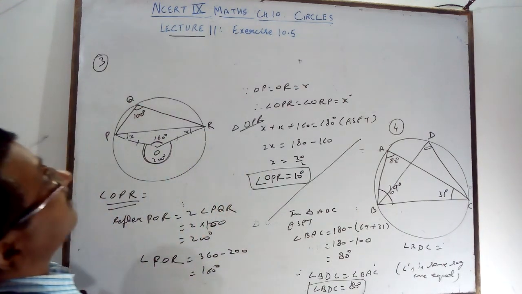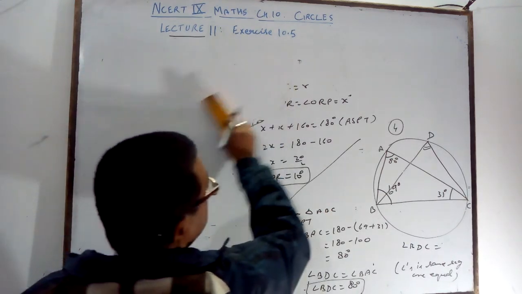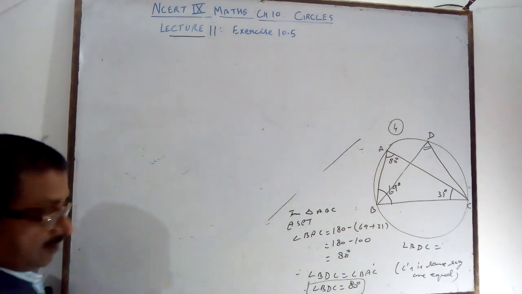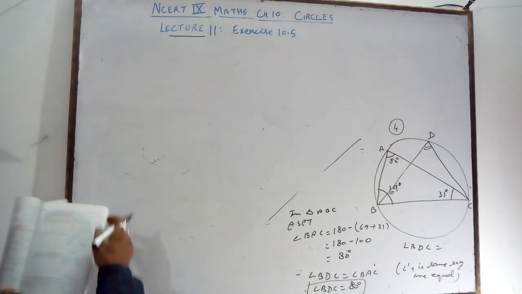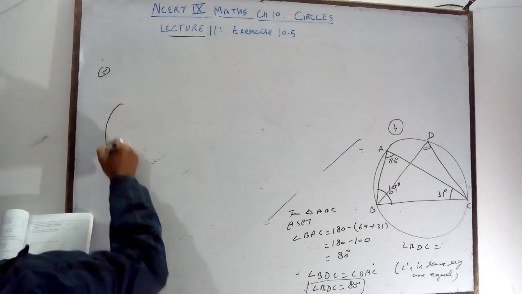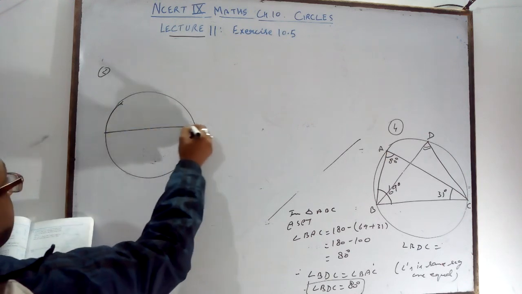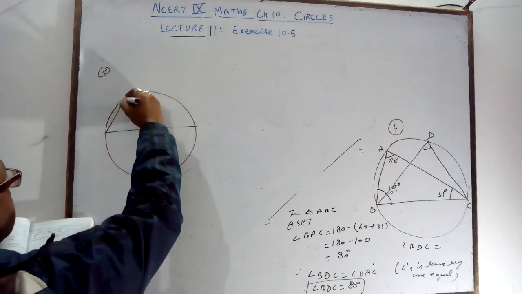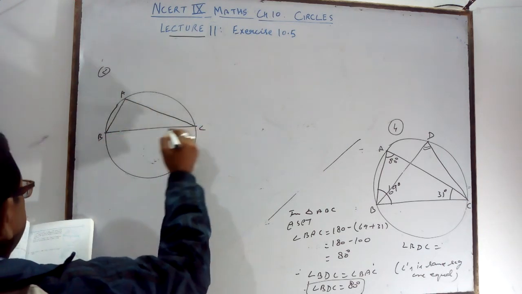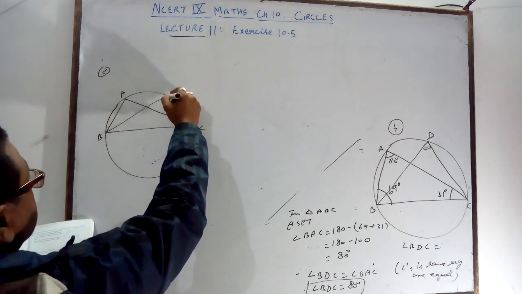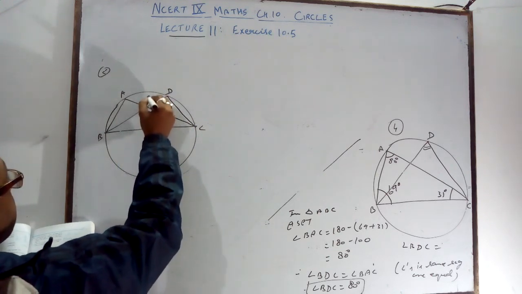Question number 5 is given. Again there is a figure given. In the figure, A, B, C, D are 4 points. Chords AC and DB are intersecting each other at E.